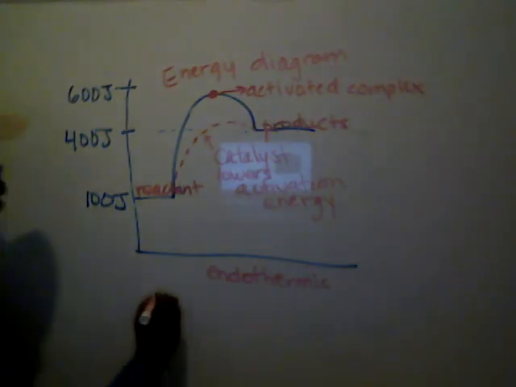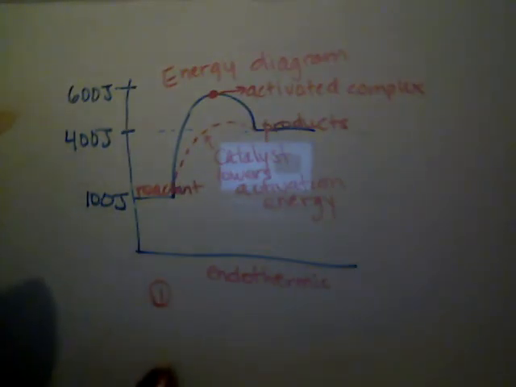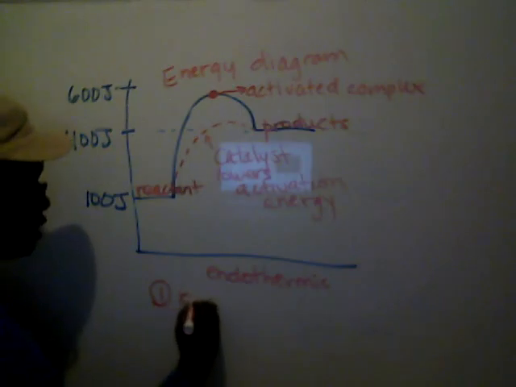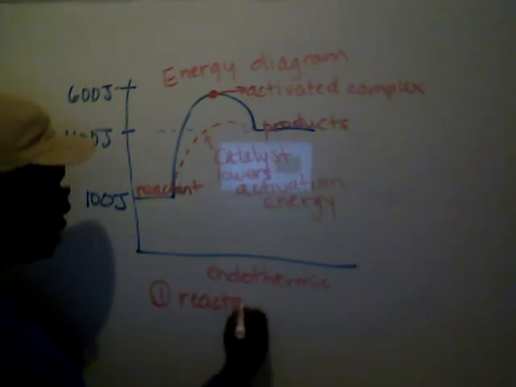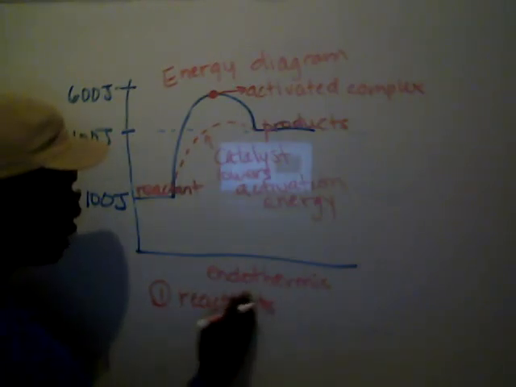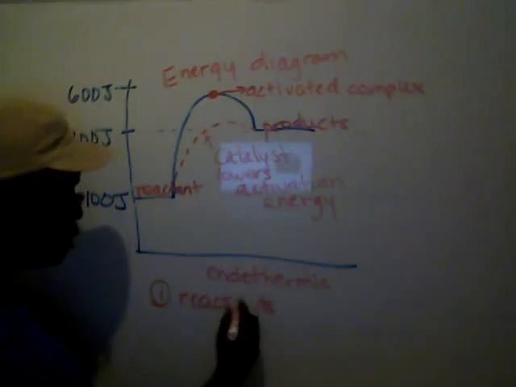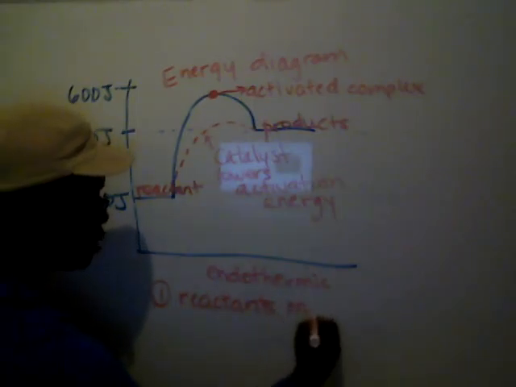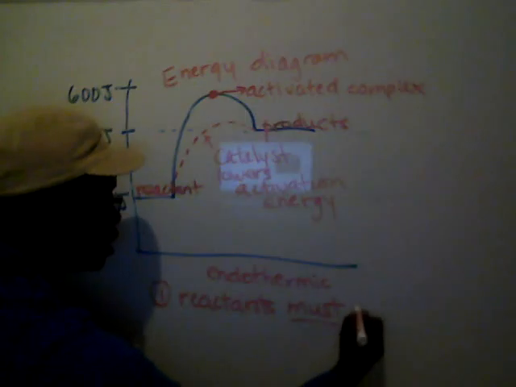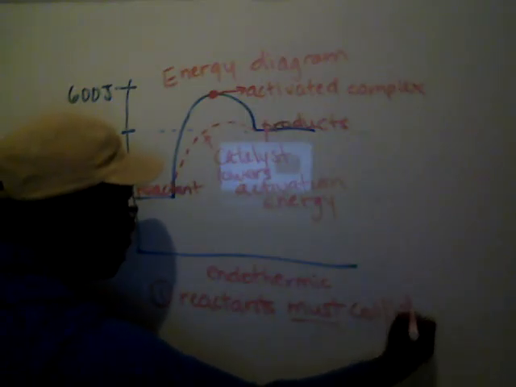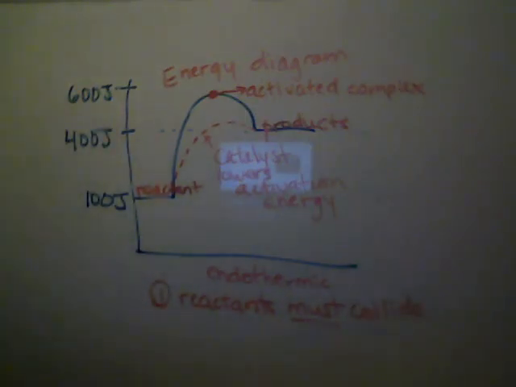Well, in order for a reaction to happen, there are two important things that have to happen. One, the reactants have to hit each other. So the reactants must collide, which kind of makes sense. You can't cause something to change if they don't interact with each other or hit each other.